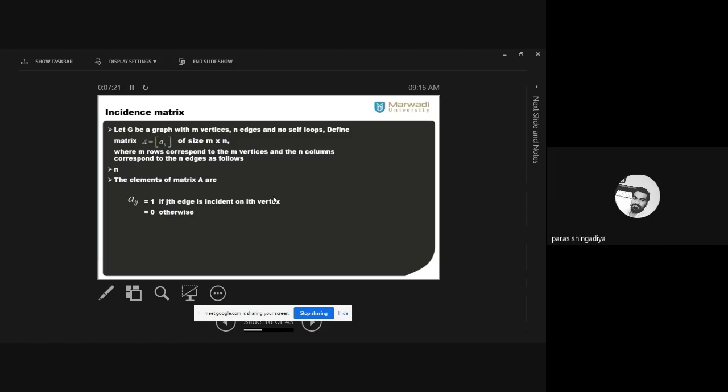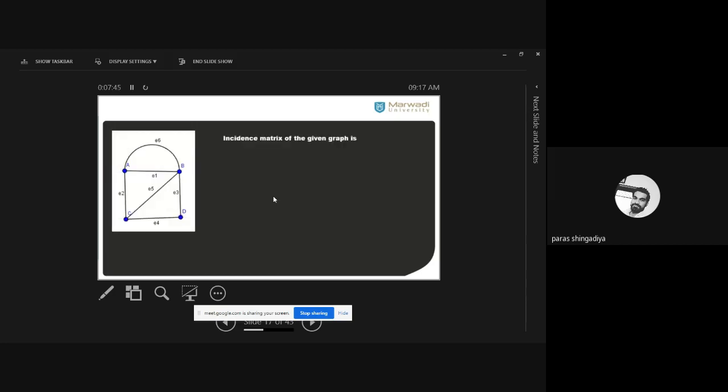And now for entries, we'll use binary numbers only, 1 and 0. We'll put a 1 if the vertex is incident with this edge. If this particular vertex is not incident with this edge, then we'll keep a 0. So if the jth edge is incident on the ith vertex, then we'll put a 1. Otherwise, it is a 0. Okay, so let's consider this example, and that is the answer to this one.